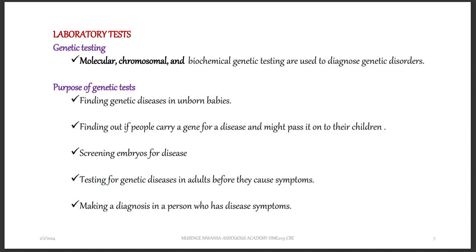One purpose is finding out genetic diseases in unborn babies. The parents go for genetic testing to find out about a genetic disease in unborn babies. You can also use ultrasound and so on. Genetic testing is also important to find out if people carry a gene for a disease and might pass it to their children.